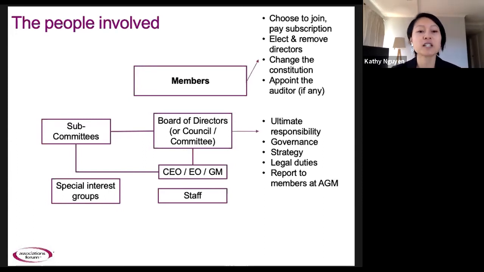Now, the board of directors or the council or committee have ultimate responsibility for the organisation. So they're responsible for governance, strategy, complying with their legal duties, and reporting to the members usually once a year at the AGM.